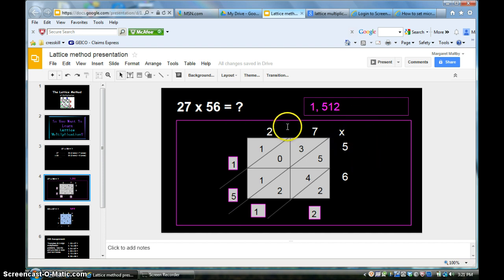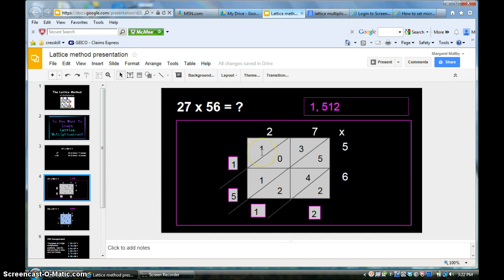When we multiply by the lattice method, it doesn't matter what order we fill in the boxes. So if you're more comfortable moving from left to right, up and down, however it works for you, you can go ahead and do it that way. We'll go ahead and start like this. We'll take 27 and start with the 2. The 2 obviously represents 2 tens, or 20. So 2 times 5 will give us 10.